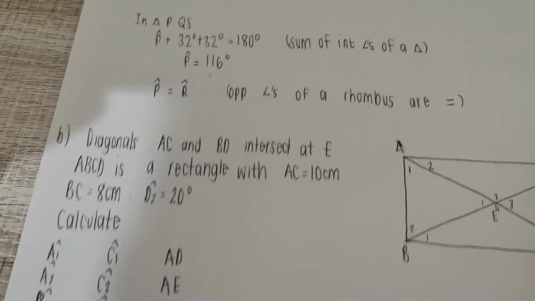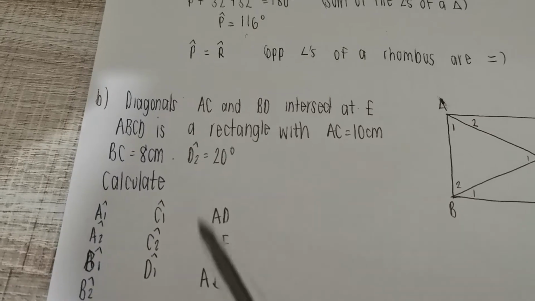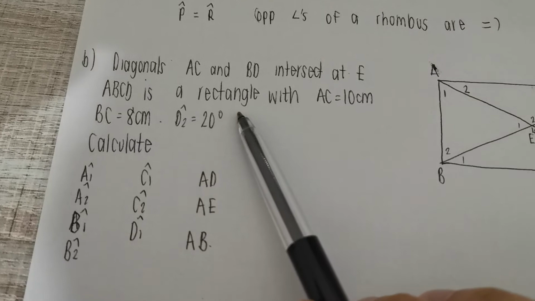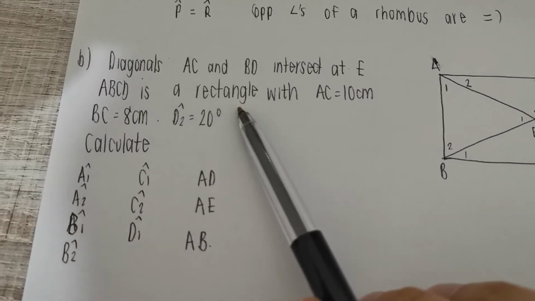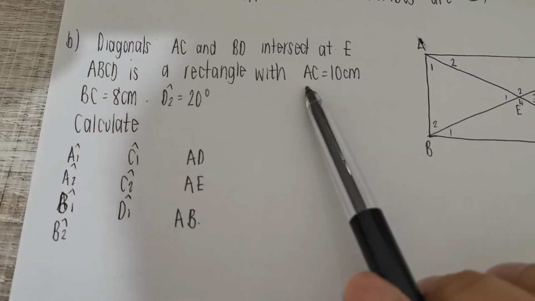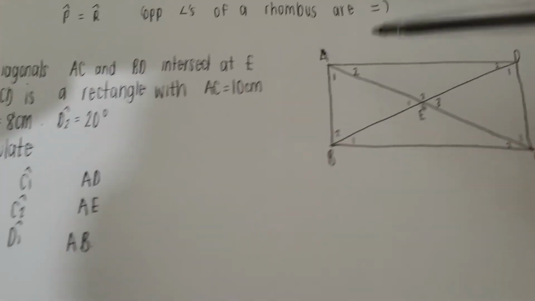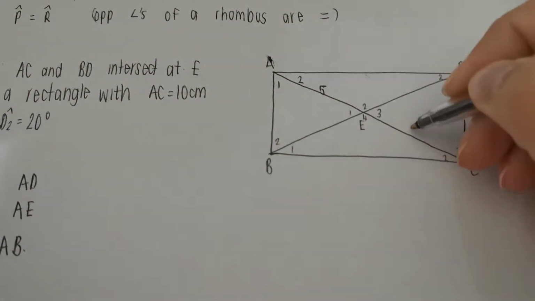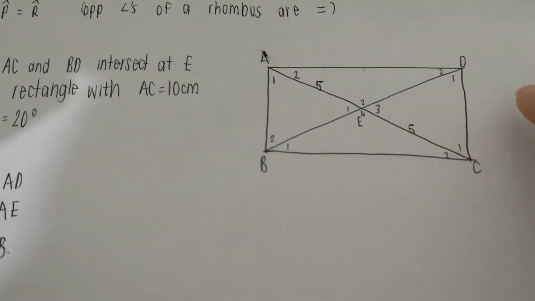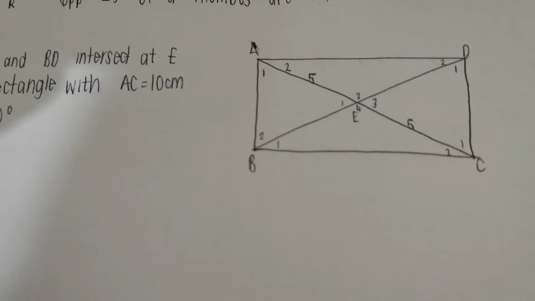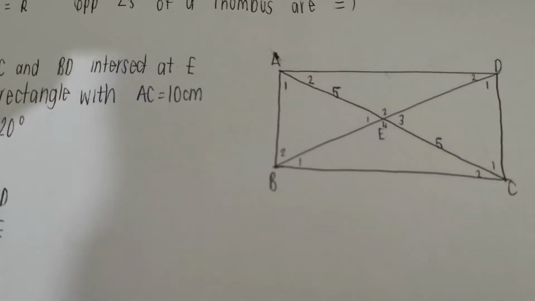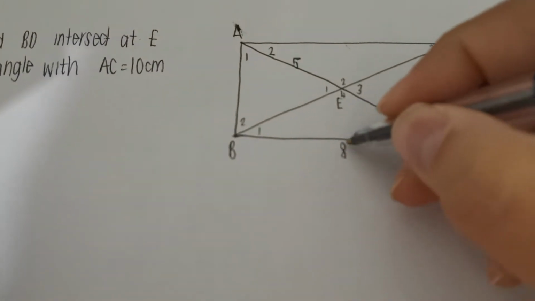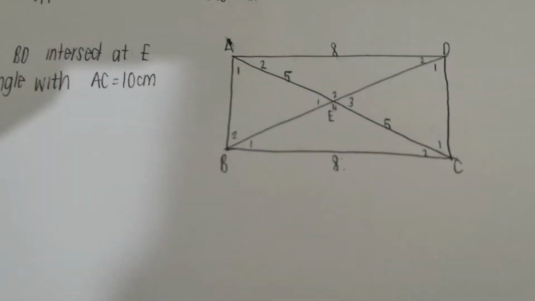Okay, next question. It says diagonals AC and BD intersect at E. They're telling us it's a rectangle, so we know all the properties of a rectangle apply, with AC equal to 10 centimeters. So this whole length over here is 10 centimeters. Therefore, this part here is 5 and 5 because they bisected. It's a rectangle, and one of the properties is that the diagonals bisect each other. And BC, this whole length over here, is 8. If this is 8, the side opposite it is also 8.